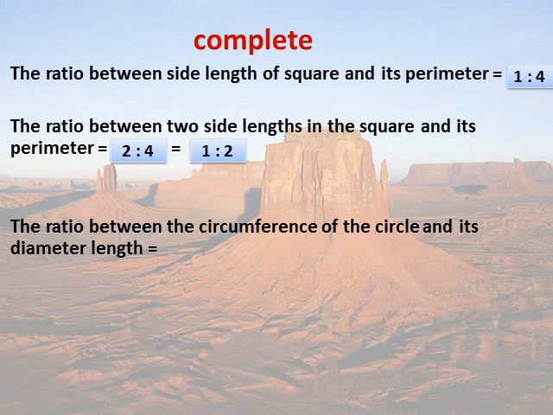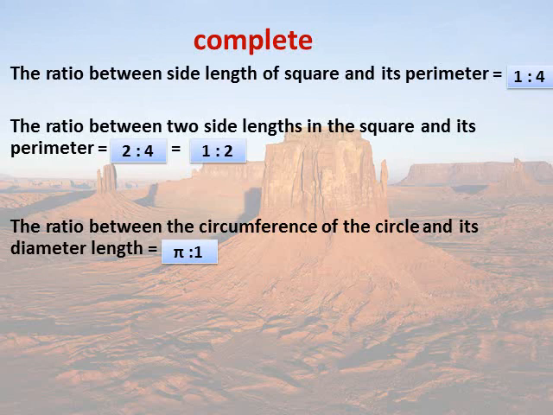The first term is the circumference and the second term is the diameter. The circumference equals pi times d, and the second term is the diameter d, so pi d to d. We cancel d from the two terms. Cancelling d from the first term leaves pi, and from the second term leaves 1. The simplest form of that ratio equals pi to 1.